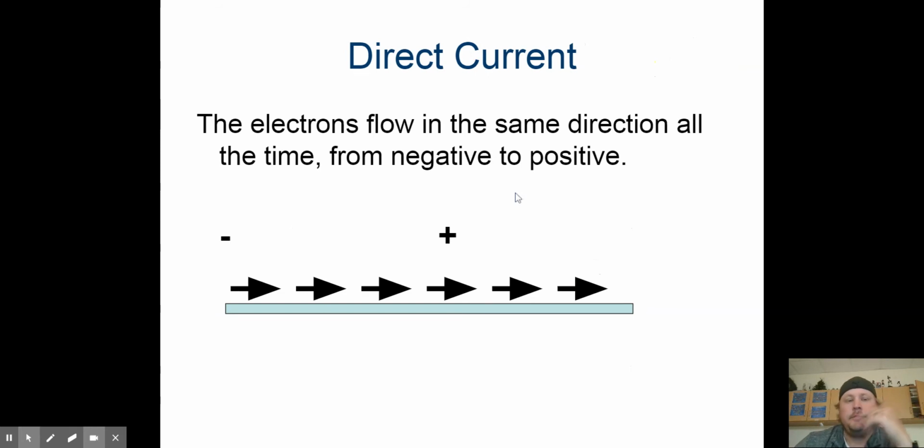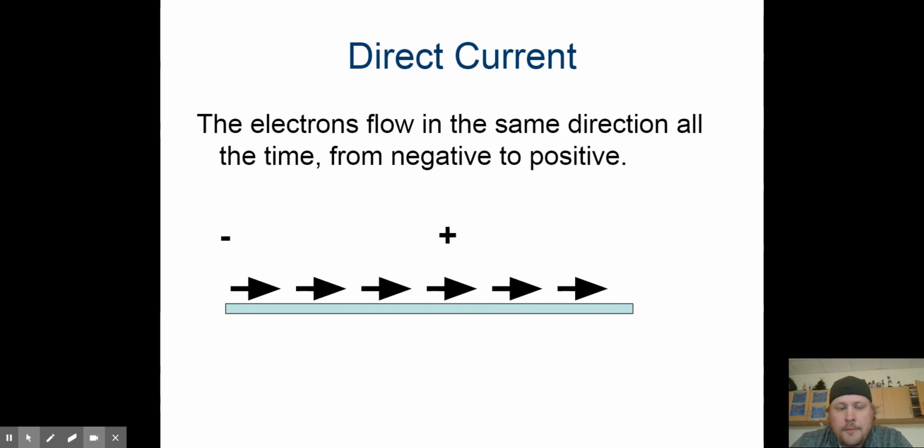So direct current. When we are talking about direct current, we are talking about the electrons flowing in the same direction every single time, from negative to positive. And this is something we are going to hit over and over again. When we are talking about direct current, we are talking about the flow from negative to positive.